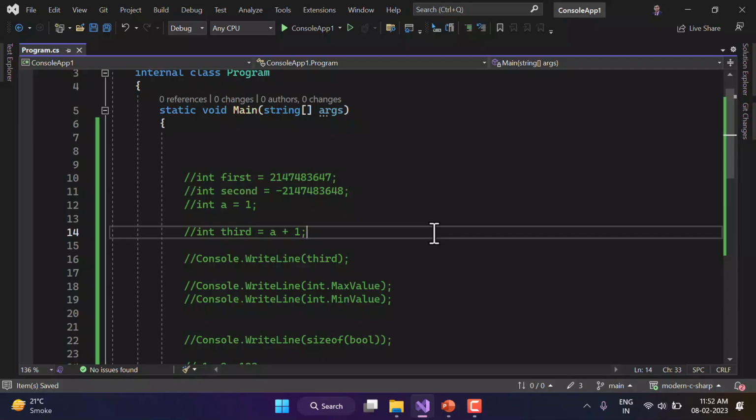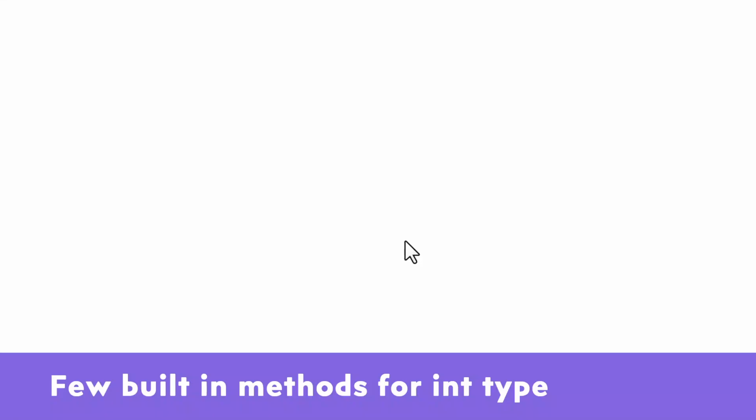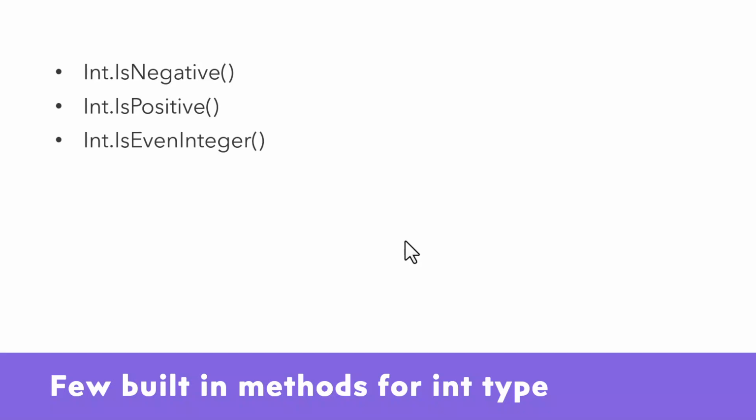Now let's talk about some built-in methods for the integers. Here we are having some built-in methods for integers. It is int dot is negative, int dot is positive, is even integer, is odd integer.